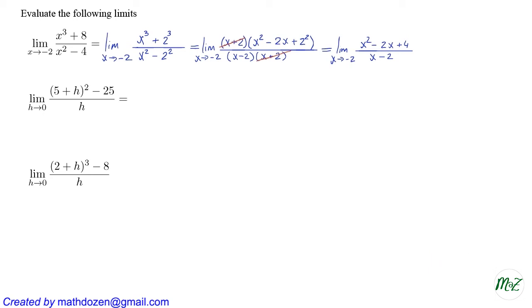And this form of the expression allows us to plug in x equals -2, and we don't have any division by 0 problem. We end up having an answer of -3 for the limit.